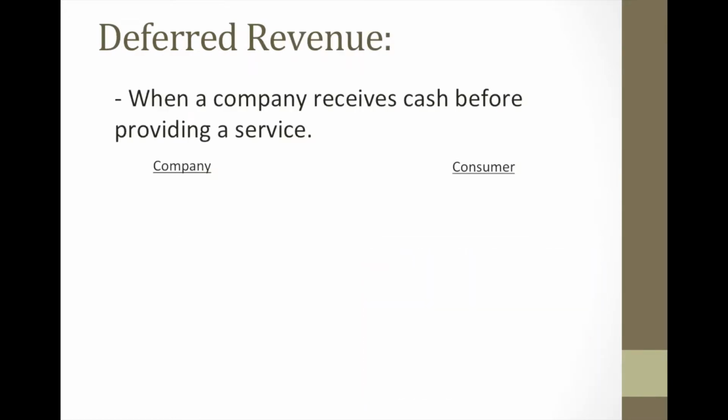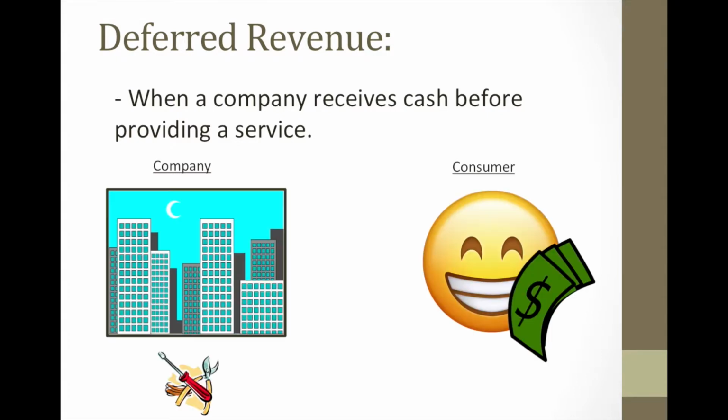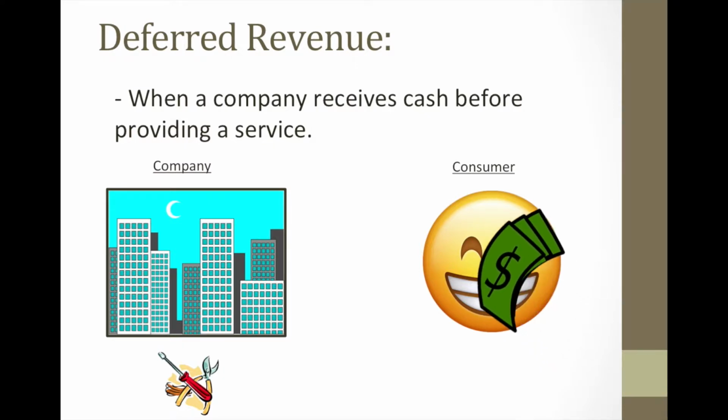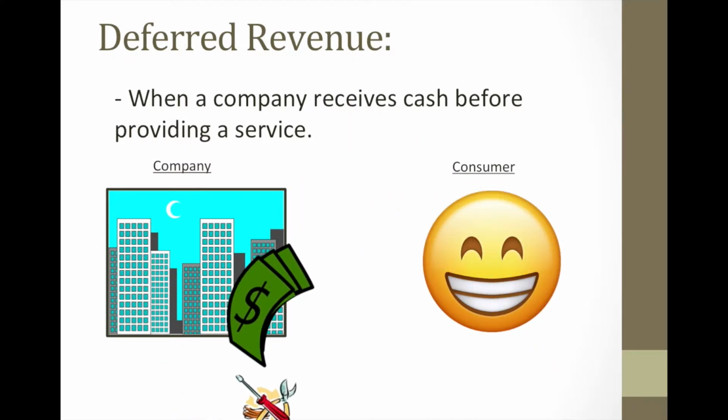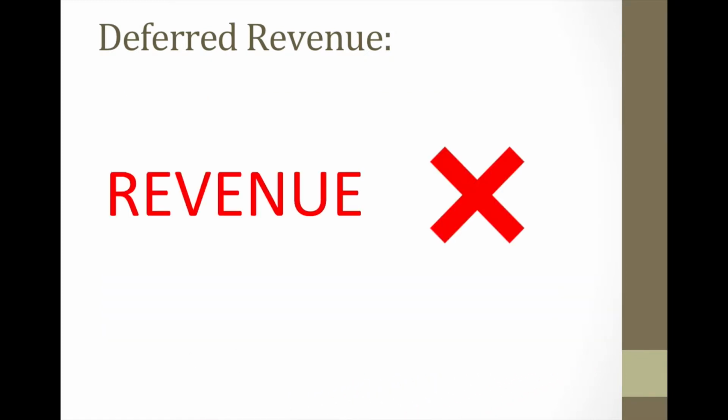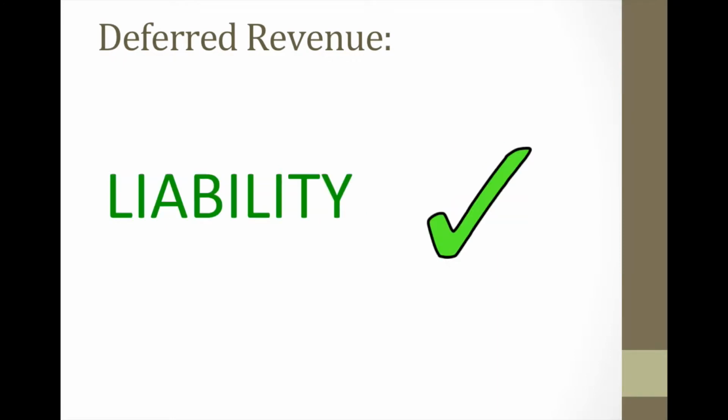A deferred revenue is when a company receives cash before it provides a service. This is because at the time of the cash receipt, the company has not yet provided the service promised to the customer. The recording of the revenue must be postponed or deferred until the revenue has been earned. When adjusting journal entries, the company must record this transaction as not a revenue but a liability.